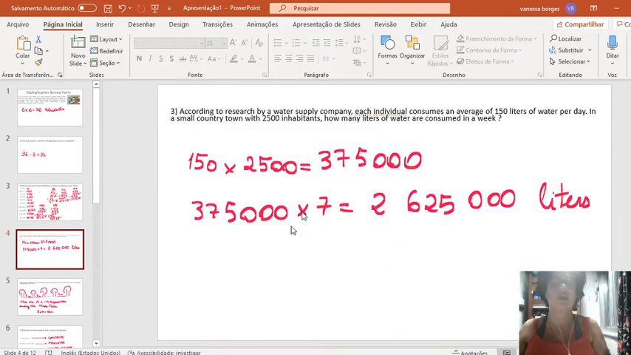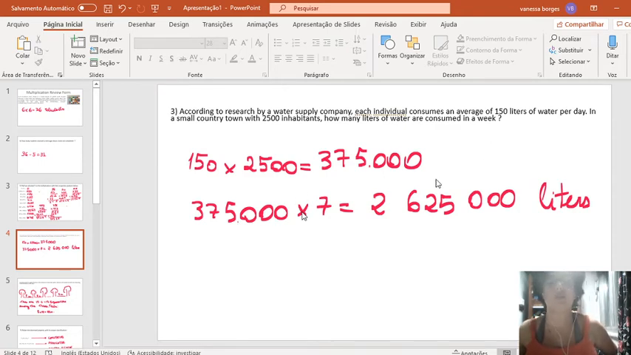Then last question 3. According to research by a water supply company, each individual consumes an average of 150 liters of water per day. In a small country town with 2,500 inhabitants, how many liters of water are consumed in a week? So each person consumes 150 liters times the quantity of people in the population, that is 2,500. This gives me 375,000.